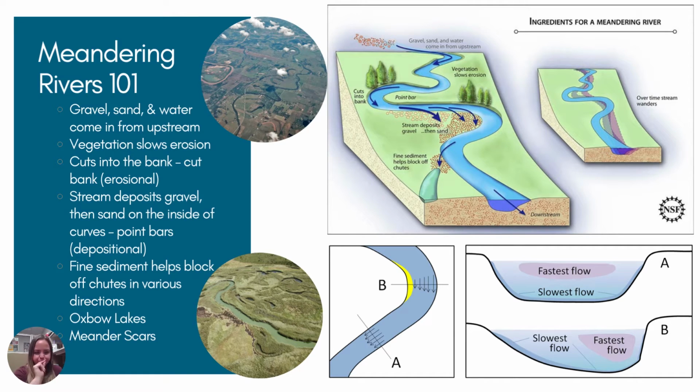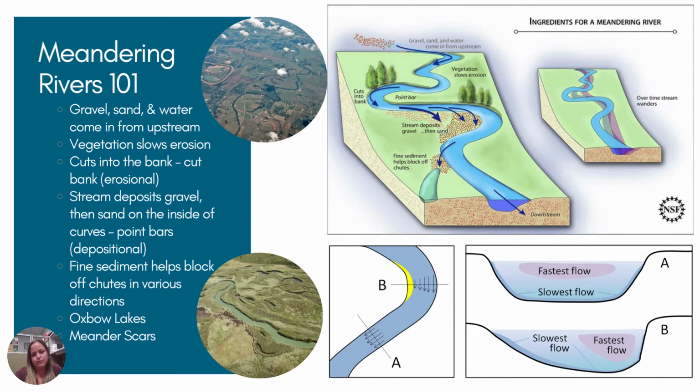All right, so meandering rivers show water flowing through the landscape and carving paths. And so what happens here is as the water comes around a bend, it tends to dig into the sediment and it cuts into the bank of the river. And so we call that the cut bank. And the cut bank is the erosional feature on a meandering river.